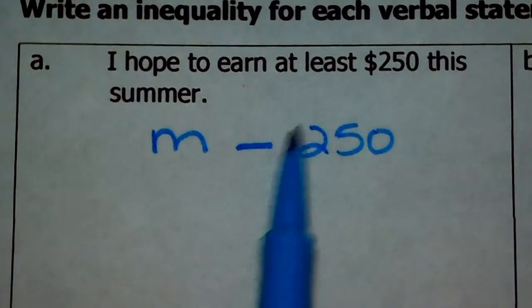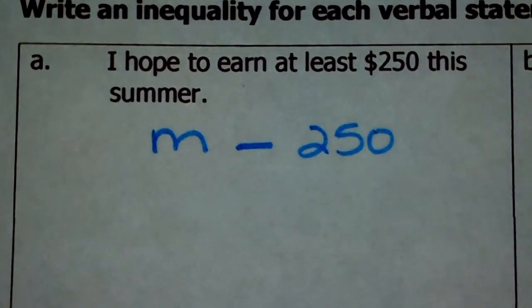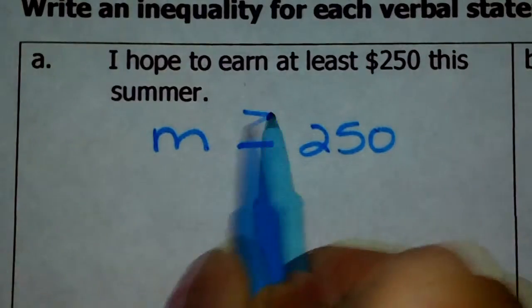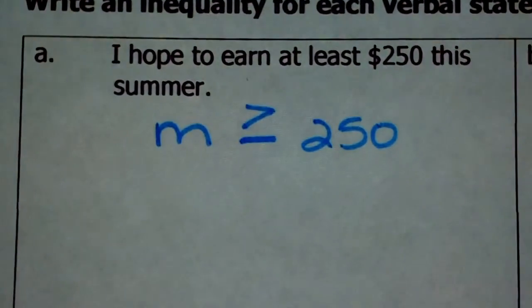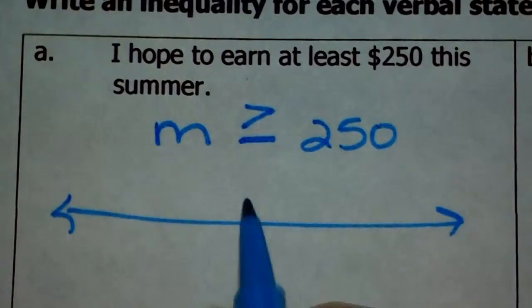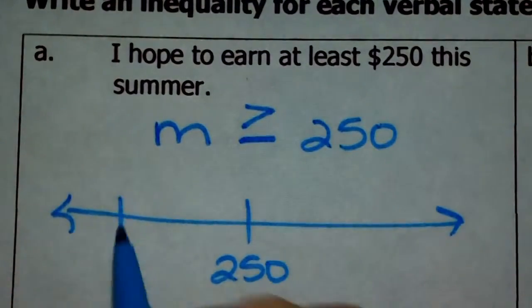So think about this. If I hope to earn at least $250, would I be happy if I earned $200? No, I want to earn at least $250. Doesn't that mean $250 or more? So the amount of money I want to earn needs to be greater than or equal to $250. I'm going to draw my line. I'm going to put 250 in the center.